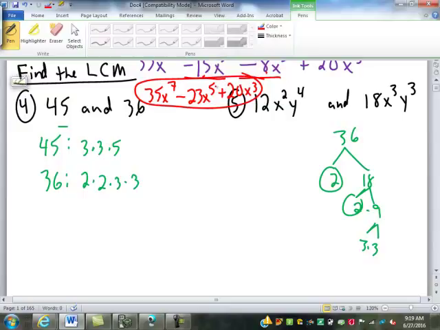Does that look familiar? Bring back some memories? For 36? Because it doesn't work.